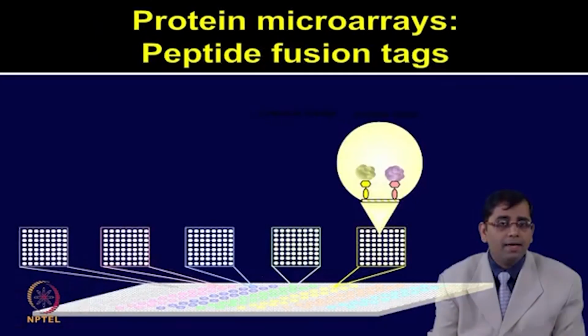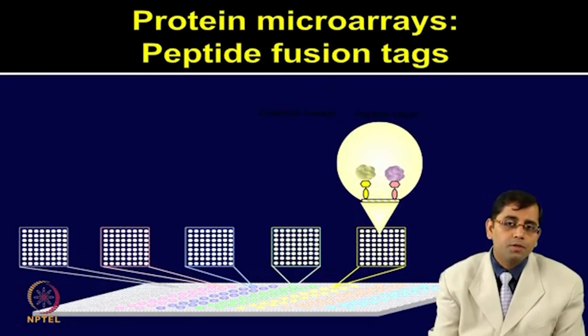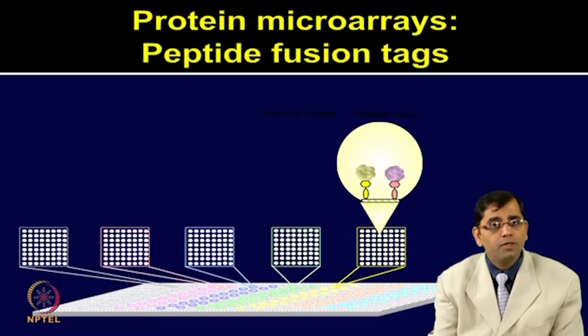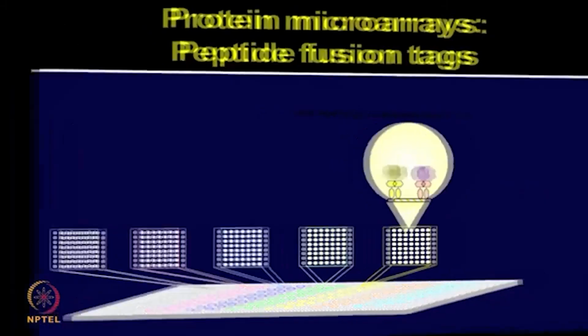The peptide fusion tag is another approach. Peptides can be synthesized artificially. So, the proteins fused to GST or 6 histidine tags are spotted on the chip surface. Nickel coated slides have also been used for protein microarray applications.